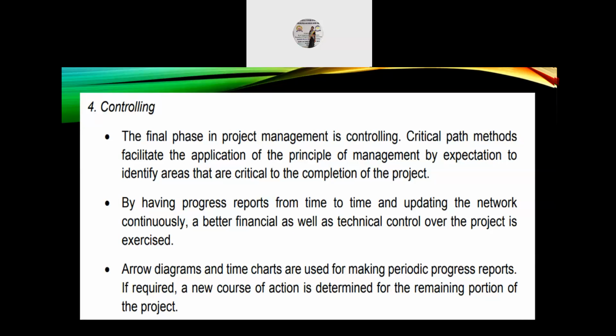Four, controlling. The final phase in project management is controlling. Critical path methods facilitate the application of the principle of management by exception to identify areas that are critical to the completion of the project. By having progress reports from time to time and updating the network continuously, a better financial as well as technical control over the project is exercised. Road diagrams and time charts are used for making periodic progress reports. If required, a new course of action is determined for the remaining portion of the project.